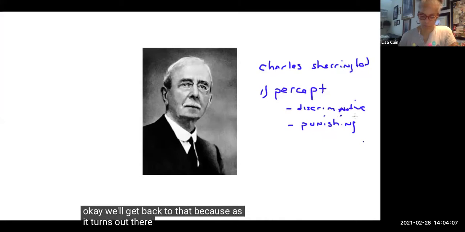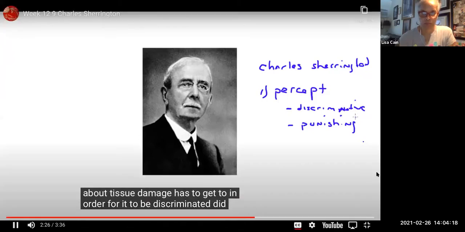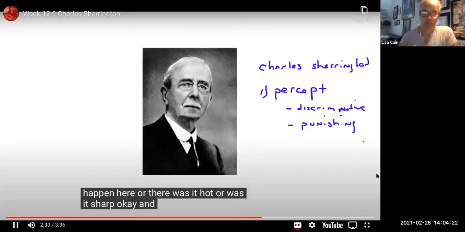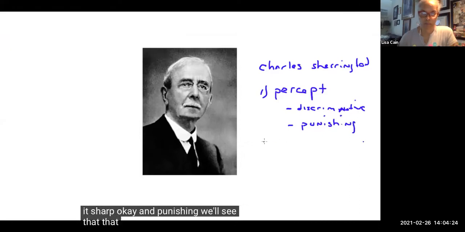Because as it turns out, there are different parts of cerebral cortex that information about tissue damage has to get to in order for it to be discriminated. Did it happen here or there? Was it hot or was it sharp? Okay, and punishing. We'll see that. That was an important thing.